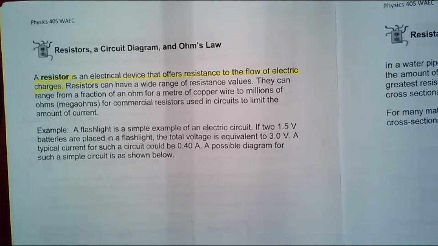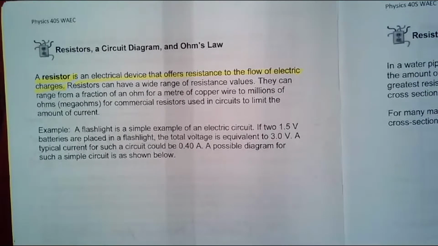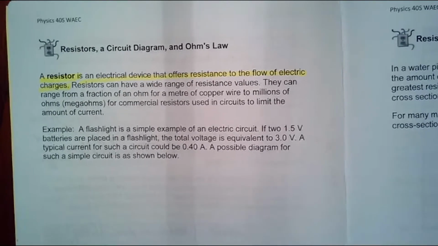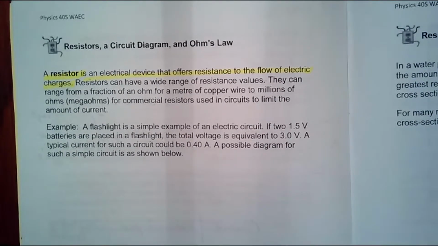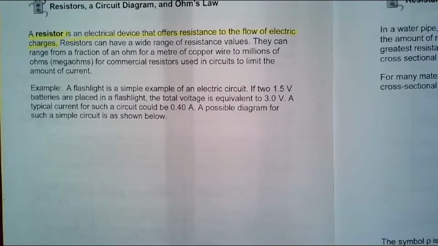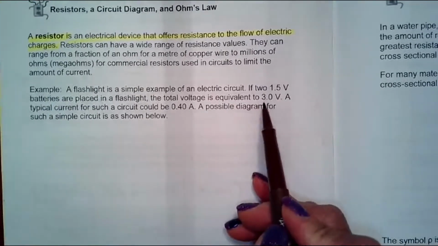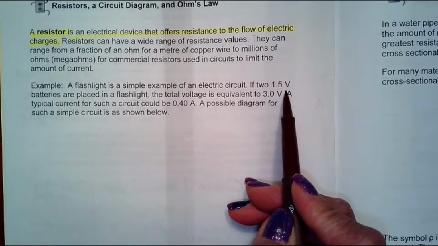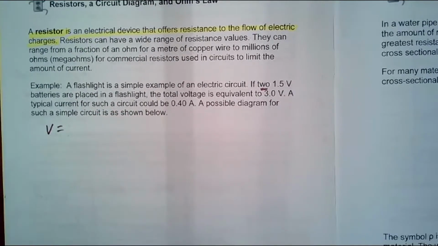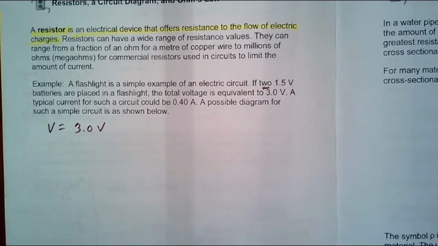So resistors can have a wide range of resistance values. They can range from a very small number to millions of ohms, and it depends on what they're trying to do. Let's take a look at this first example. A flashlight is a simple example of an electric circuit. If you have two 1.5 volt batteries, the volts will then be 1.5 times 2, which is 3 volts, placed in a flashlight.